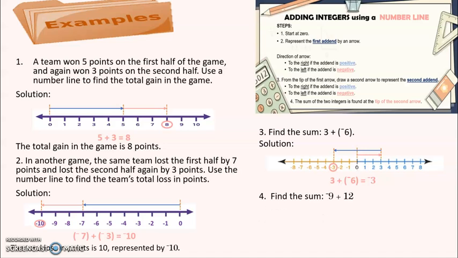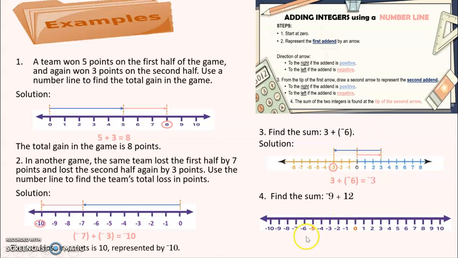Okay, so next, number 4. Find the sum: negative 9 plus 12. Again, we will draw a number line. We use positive and negative again on the number line for integers, and at the center is 0. Again, we start at 0 and follow the steps. Our first addend is negative 9, so we have to move to the left. From 0, we count.